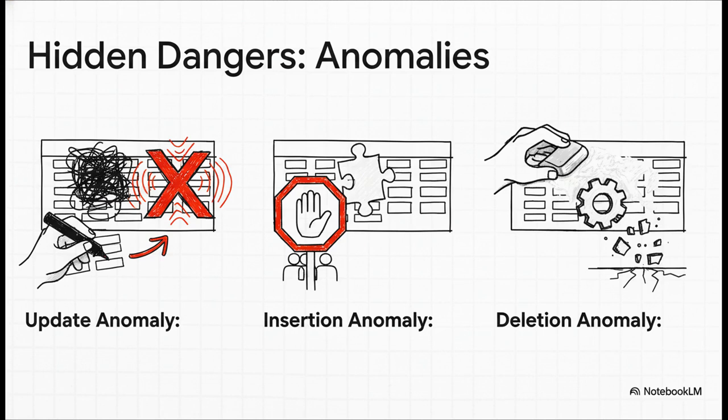Then there's the insertion anomaly. What if you want to create a new pay grade? Say a rating of 12 pays $15 an hour, but you haven't hired anyone for that role yet? You can't. There's nowhere to put that information. And maybe the scariest is the deletion anomaly. See Smith there? He's our only employee with a rating of 10. If we delete his record, the fact that a rating of 10 corresponds to $12 an hour just vanishes, gone forever. This is exactly why this setup is so fragile.